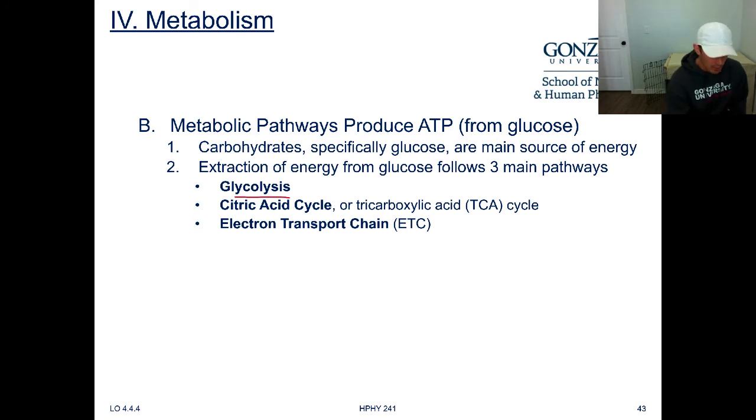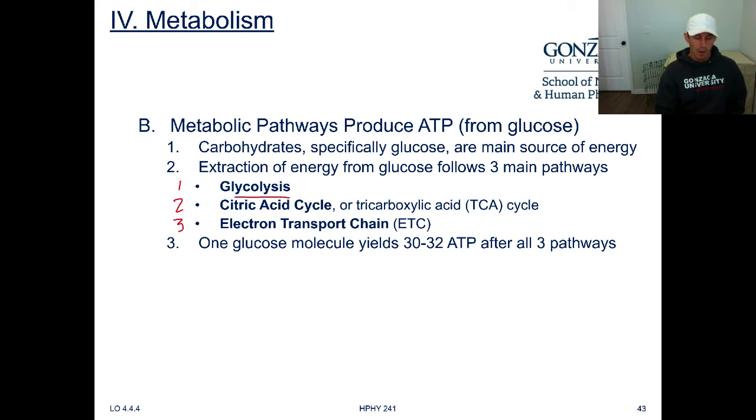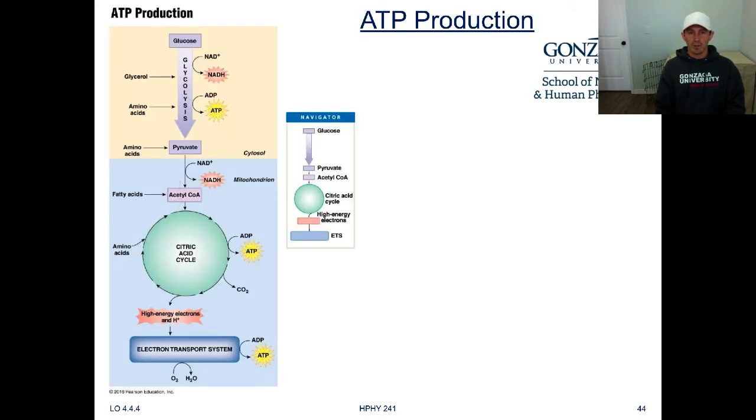So 3 big pathways. One is glycolysis, the second is the citric acid cycle, and the third is the electron transport chain. Big picture here, one glucose molecule yields about 30 to 32 ATP after that glucose molecule goes through all 3 major steps. It's a range there because we just don't quite know. It's difficult to nail down exactly how much energy is produced from the oxidation of one molecule of glucose.